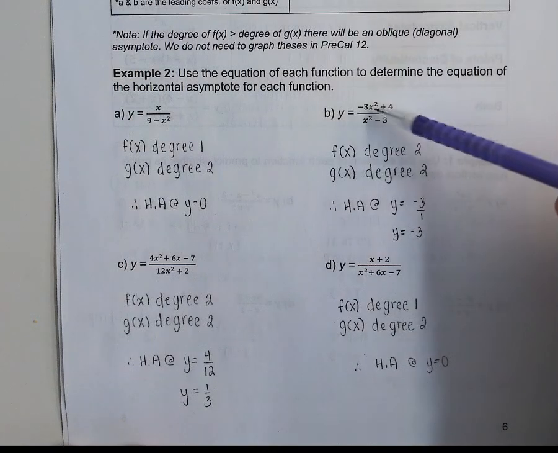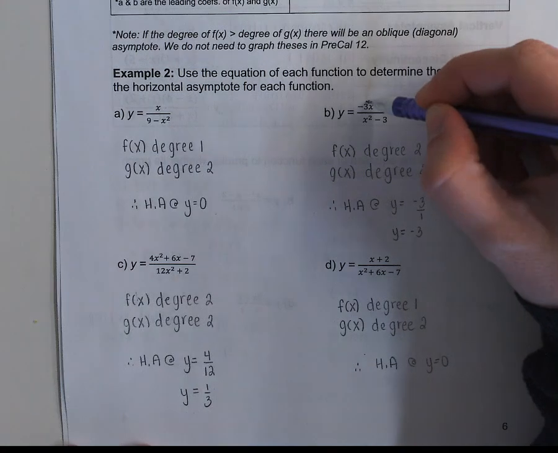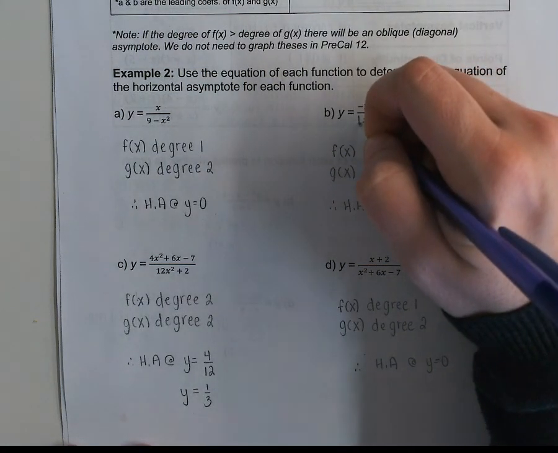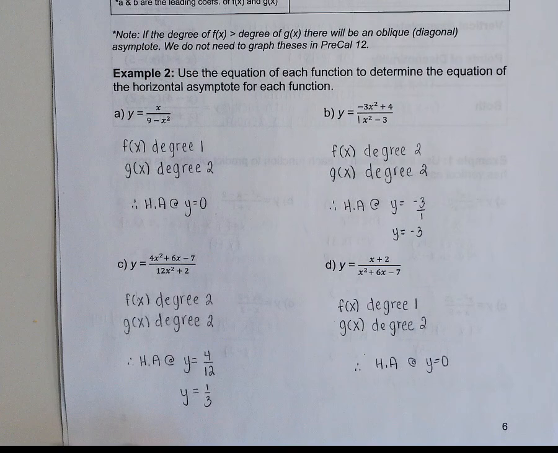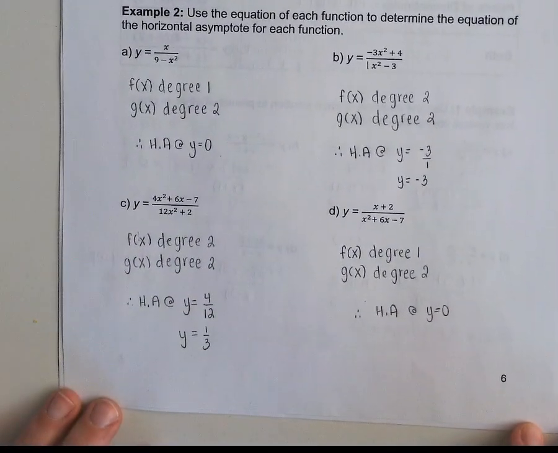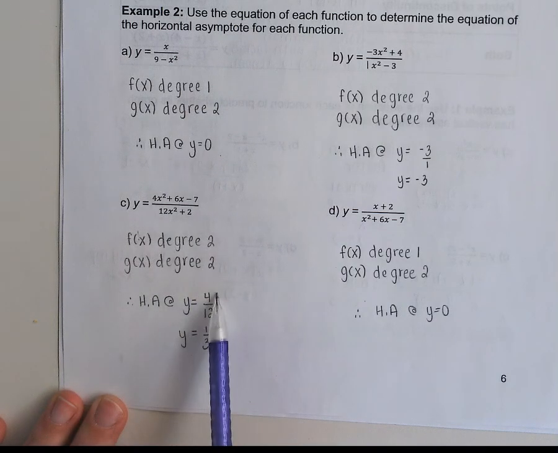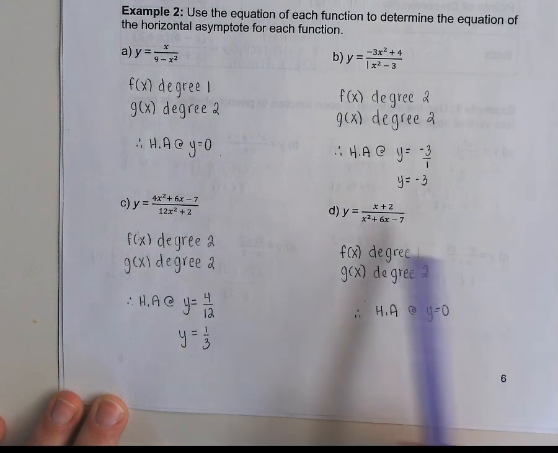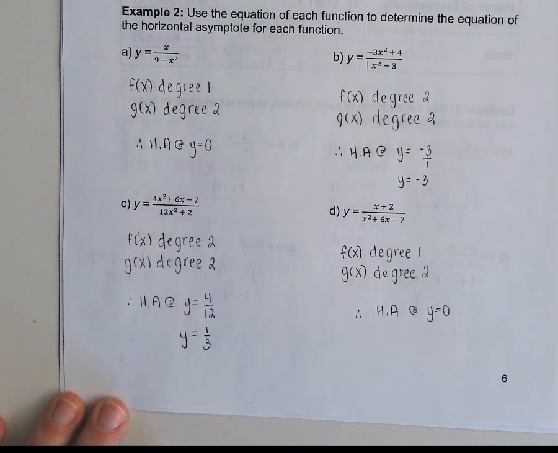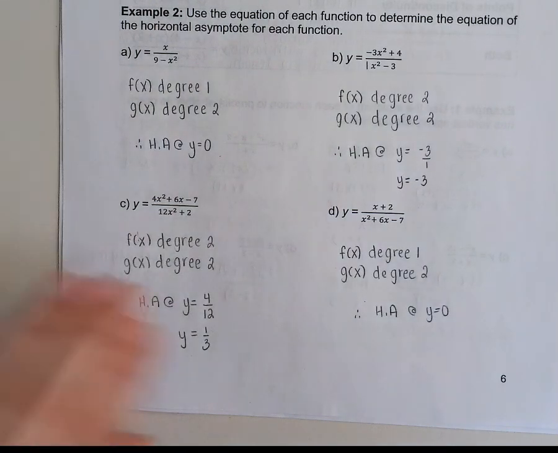The second one, the degrees are equal, so the horizontal asymptote will be at a over b. And remember, if there's no value in front, that's a 1, so negative 3 over 1. So the horizontal asymptote will be y equals negative 3. Again here, these are equal, so the horizontal asymptote is at 4 over 12, which is equivalent to 1/3. And in example D, the top has a degree of 1 and the bottom has a degree of 2, meaning there's a horizontal asymptote at y equals 0.